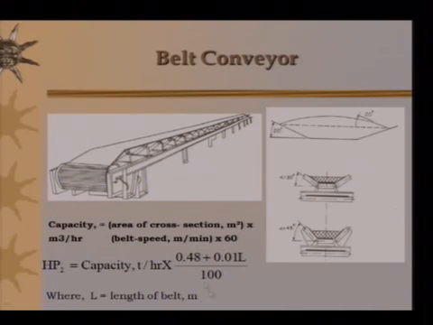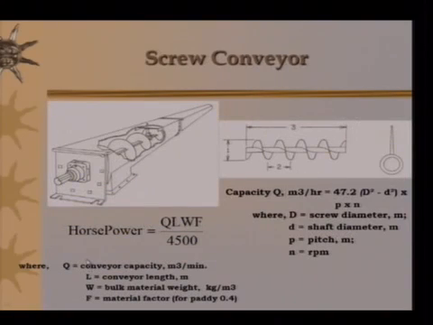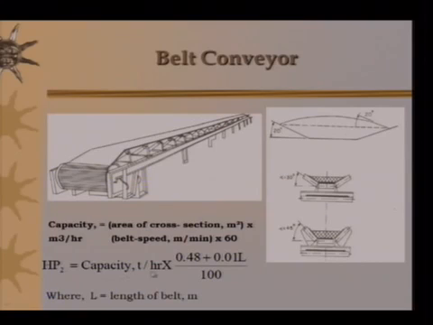The capacity of the belt conveyor can be calculated with the formula: area of cross section in meter square into belt speed in meters per minute into 60. This is the capacity in meter cube per hour. And if you want to know the horsepower requirement, it is equal to the capacity as you have calculated earlier, multiplied by 0.48 plus 0.101 L divided by 100, where L is the length of the belt.